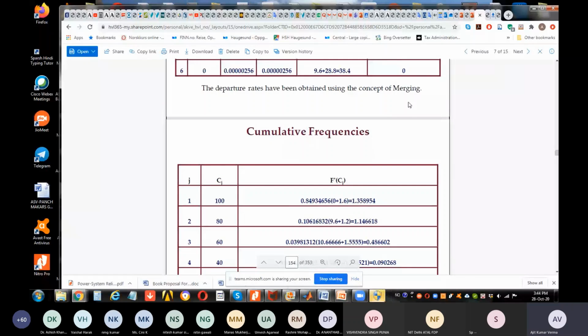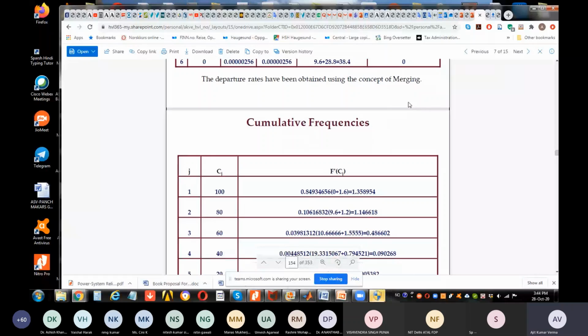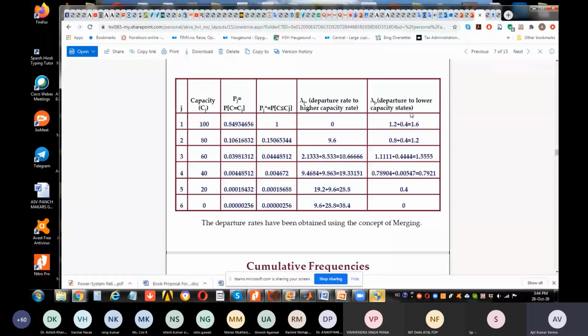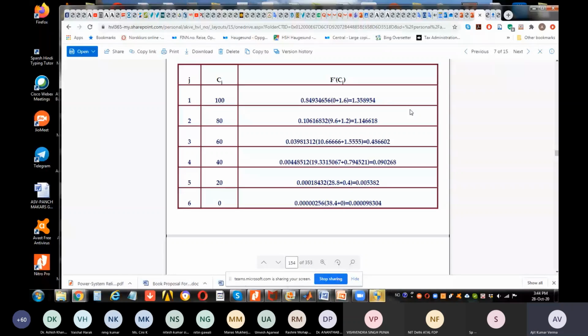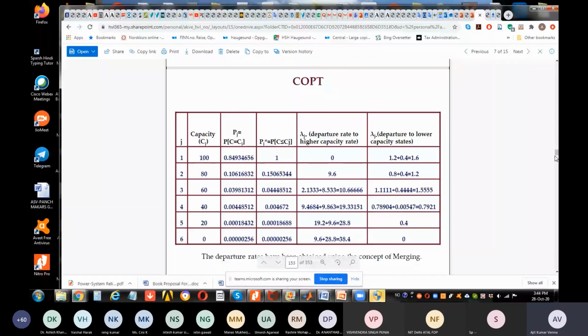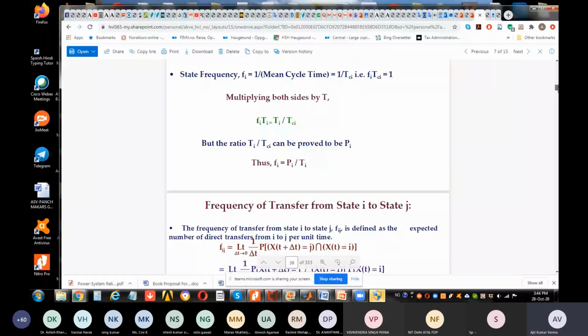So now you are interested in finding out the cumulative frequencies. What we are doing is the cumulative. How do you calculate this frequency? You add up these departure rates. You remember some expressions that we had arrived at regarding frequency, the relationship between the departure rate and the probability and the frequency. I must take you back, very far back.